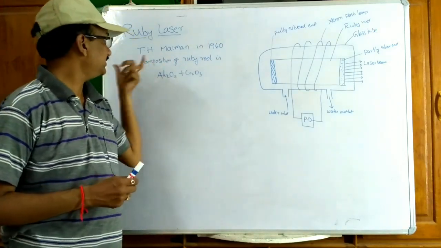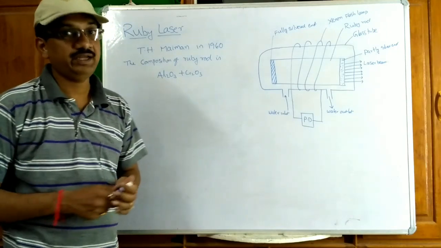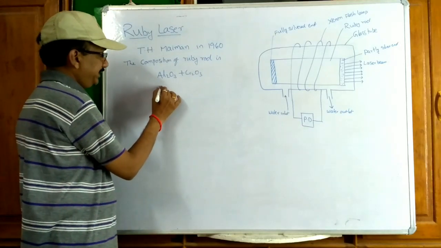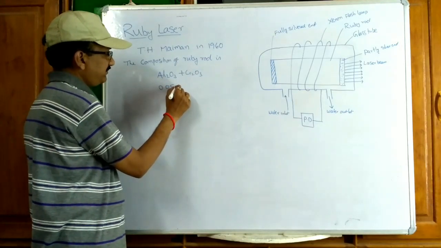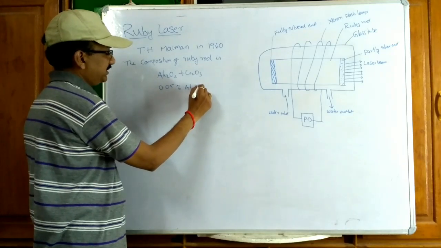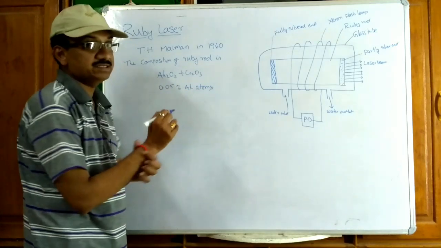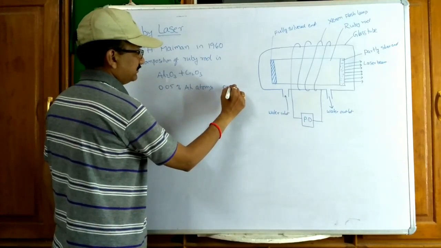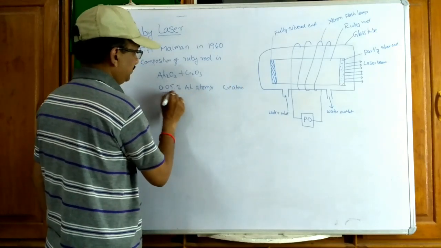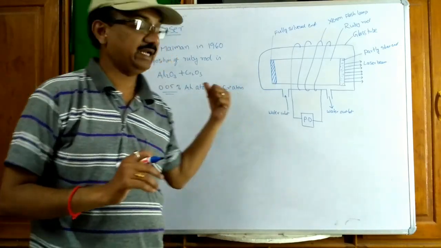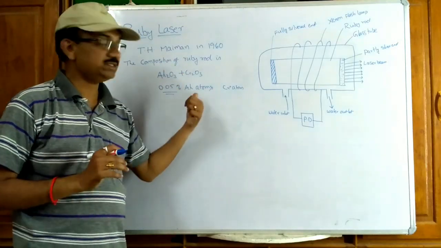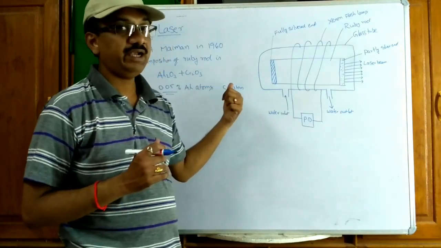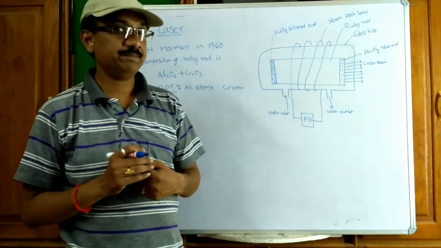The chemical composition of this ruby rod is Al2O3 and Cr2O3. Why? Because 0.05 percent of the aluminum atoms are replaced by chromium atoms. That means 0.05 percent of its atomic weight of aluminum atoms are replaced by chromium atoms. So here the minority atoms are chromium atoms.